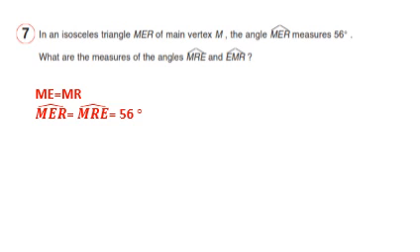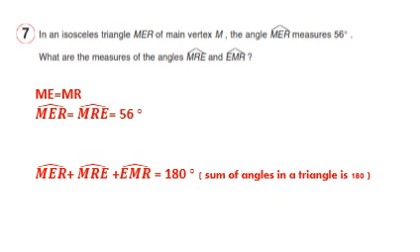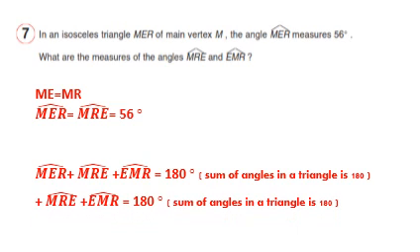Now we need to calculate EMR. This is a missing angle in a triangle, so you need to start by EMR plus MER plus MRE equals 180 degrees because the sum of angles in the triangle is 180. Then you put what's given. It's already given that MER and MRE are 56 degrees.